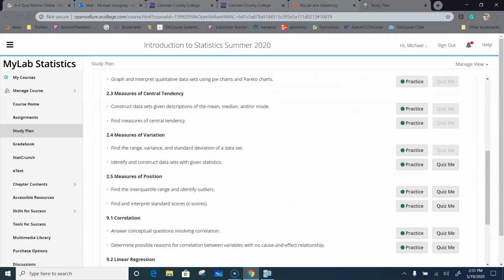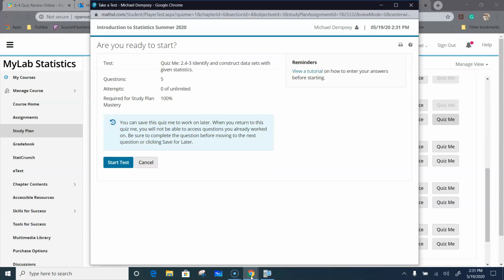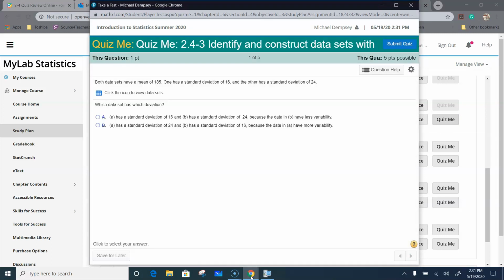And then this is another one of those constructed data sets. They're going to ask us conceptual questions about measures of variability. Which data set has which deviation? Both sets have a mean of 185. One has a standard deviation of 16, and one has a standard deviation of 24.